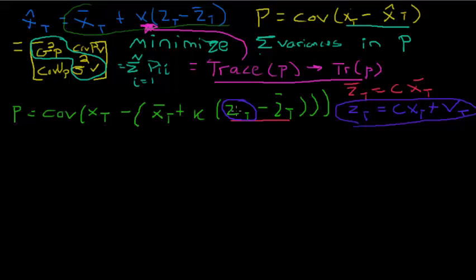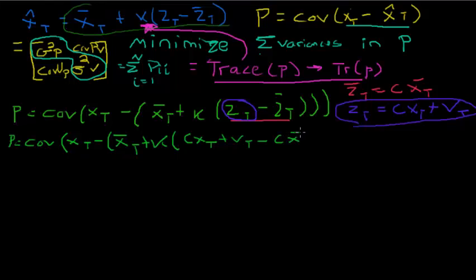So now if we want to plug in the definitions of Zt and Z bar of t into this new covariance matrix definition, what we'll get, actually I have to write this kind of small because this is a pretty big equation. We get that P is the covariance of xt minus x bar of t plus the Kalman gain K times, well, what is Zt? We said it was equal to Cxt plus Vt minus Cx bar t. And this is what we said, that P is equal to the covariance of this thing.